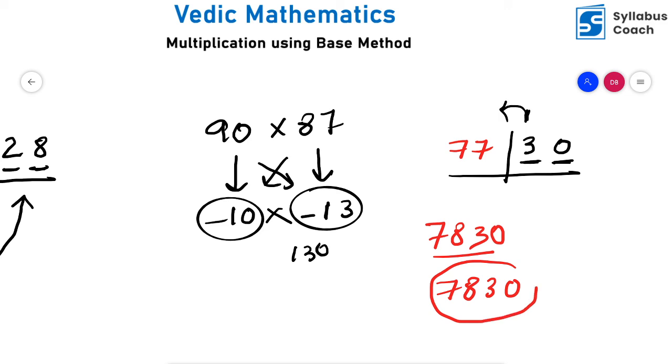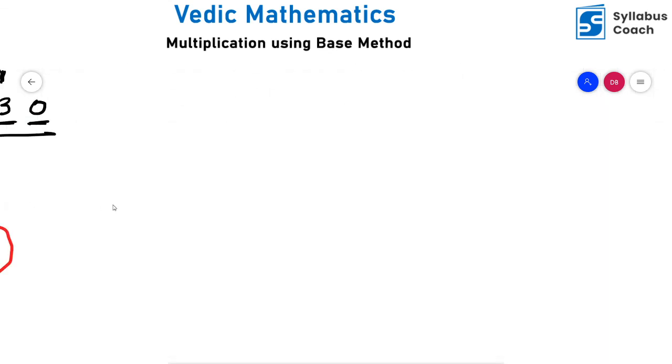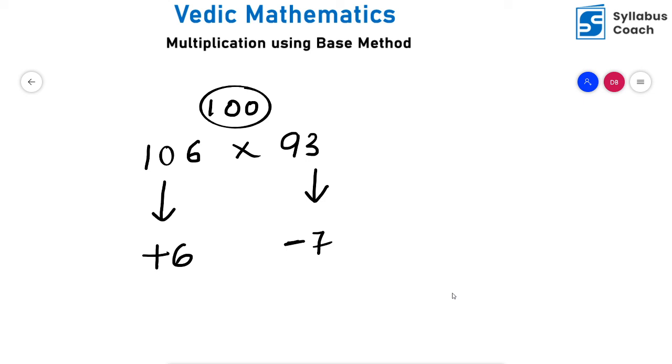Hope it's clear for all of you, right? So how can you use this concept now where one number is positive and one number is negative? So let's do that. The first question for this kind of questions is 106 into 93. So the base for this question is 100, isn't it? But one number is more than 100 by 6, but the other number is less than 100 by minus 7. So in this case, what would you do, students? Simple, the same concept, which is 6 into 7. What is it? 42, which is minus 42, right?